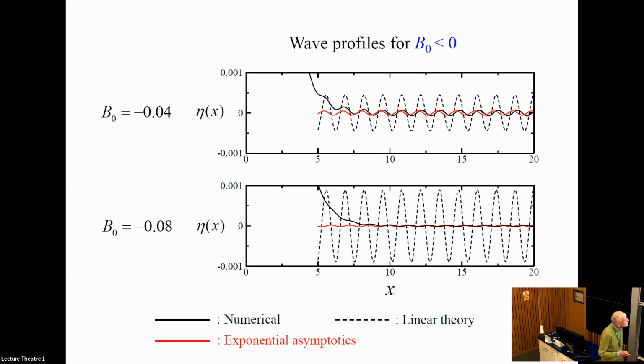And the opposite happens when we are having a valley, that is B naught is negative, minus 0.04 and minus 0.08. You see the linear theory, the dash, is now much bigger than the actual response, which is numerical, and the exponential asymptotics. And the result, of course, is even more pronounced as the amplitude of the forcing increases.